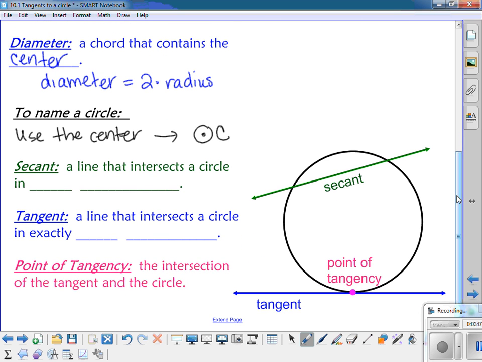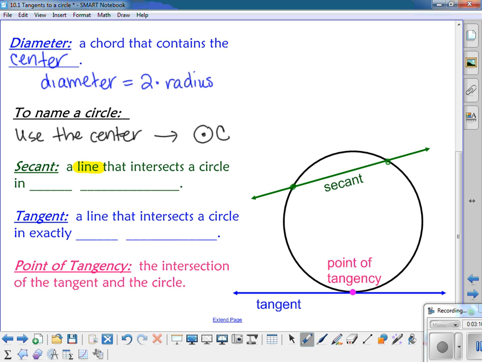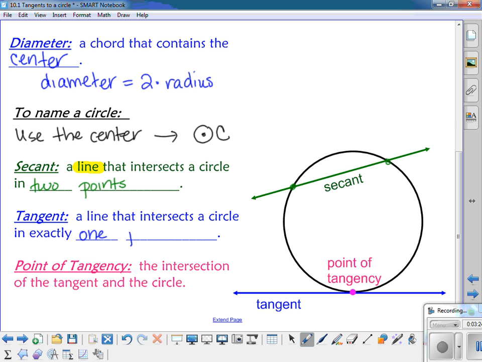All right, so a secant is similar to a chord, but it is a line that intersects in 2 points. A chord is a segment, a secant's a line. And a tangent is also a line. It intersects in exactly 1 point. So this is different than the tangent of angles that we were dealing with in chapter 7. Now we're talking about a tangent to a circle. And it's a line that intersects once. And then the point of tangency is that point of intersection where the tangent and the circle touch each other.